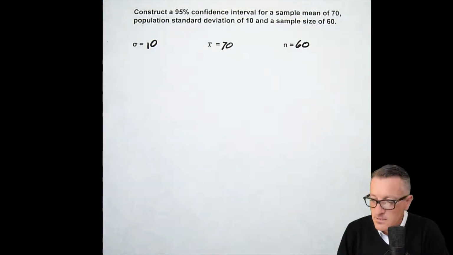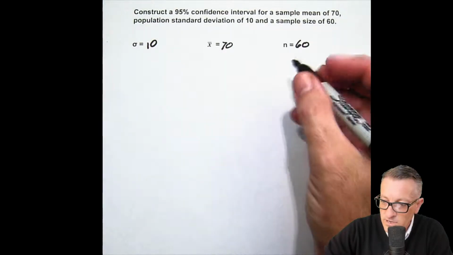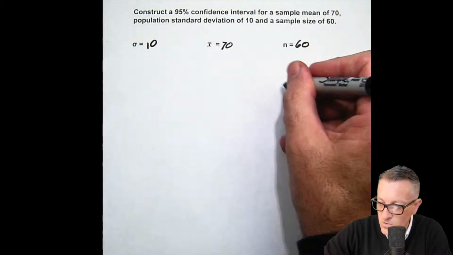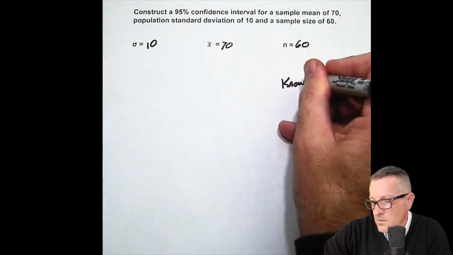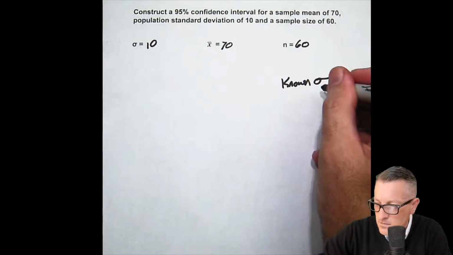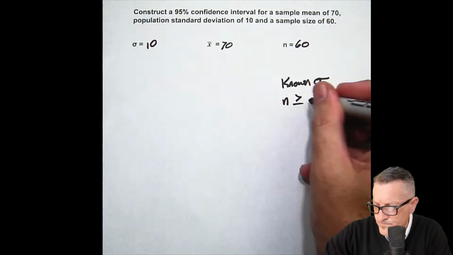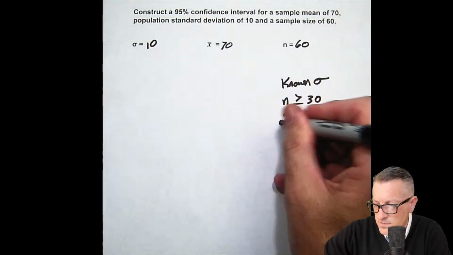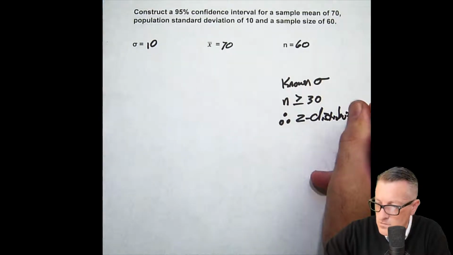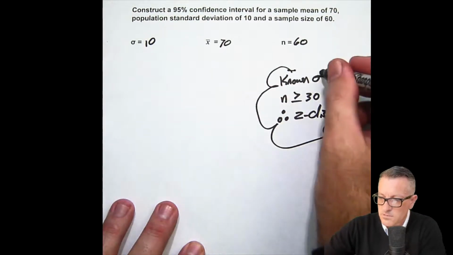Now, this is the formula that we're going to be using. Well, first let's write out why we know it's a Z distribution. We know that we're going to use a Z distribution because we have a known sigma, which is a known population standard deviation, and our n is greater than or equal to 30. So therefore, we're going to use our Z distribution. So that's why we would use that.